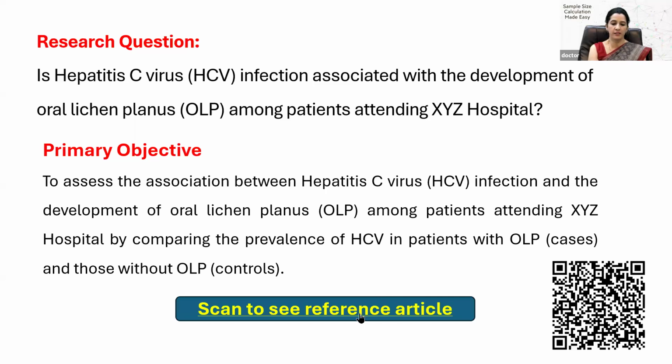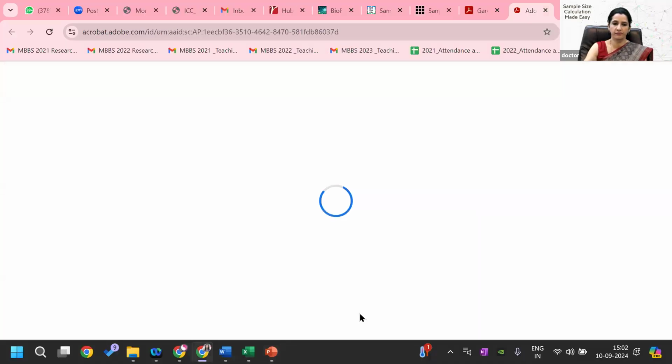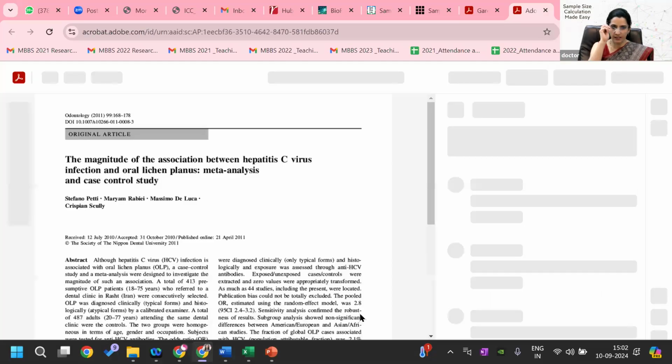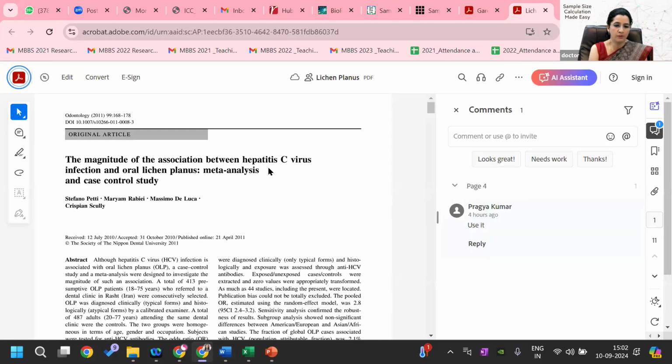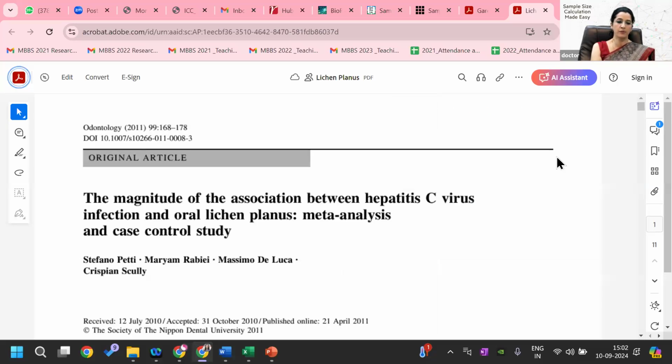I'll just click this to see the reference article. So if I see this here, you can see this is the reference article of Stefano Petti, and the title is showing the magnitude of association between the hepatitis C virus infection and oral lichen planus. So here again, like last time also discussed, that you can take the value of meta-analysis also.